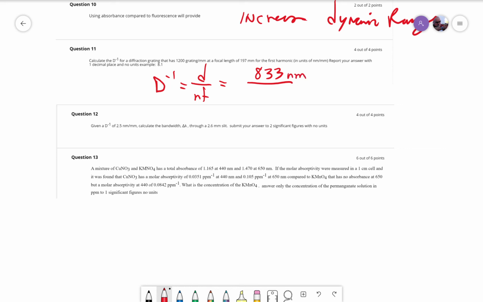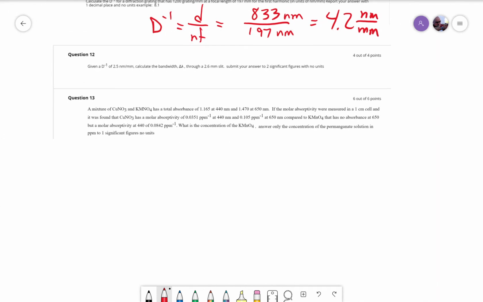that means that D is 833 nanometers. The focal length is simply 197 millimeters in this particular problem, giving us an answer of 4.2 nanometers per millimeter. The correct answer for these set of numbers would be 4.2.